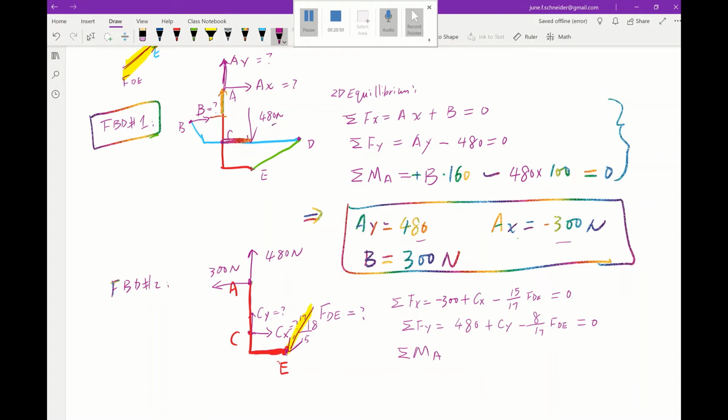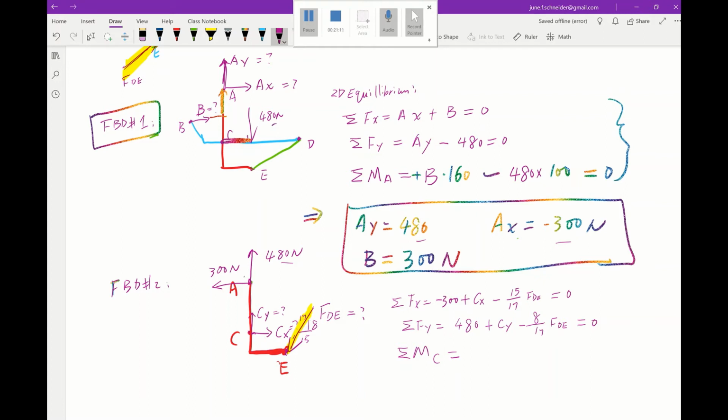Actually, I think doing moment at C is the best. Why? Because we can get rid of CX and CY. So here, moment at C. Then in that situation, look at this 480. 480 is going through point C, right? So that's moment of arm is 0.